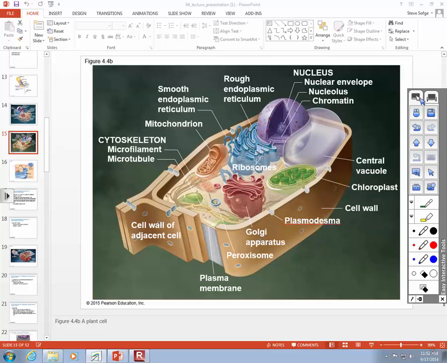Cell wall. So you have a central vacuole, chloroplast, and you have the cell wall. Central vacuole, chloroplast, cell wall. You have three things that you find in a plant cell that you do not find in an animal cell.